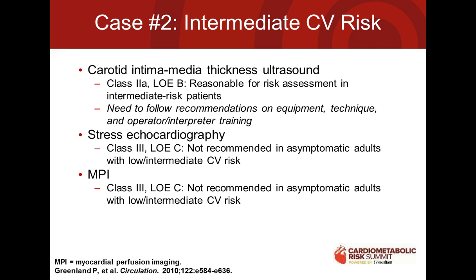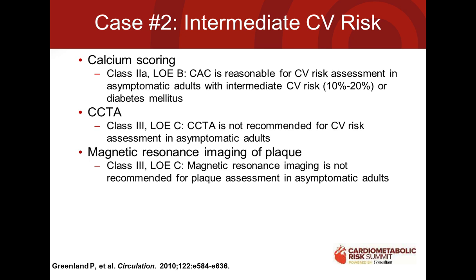So I'm going to give you a few slides here that summarize the guidelines on this. But again, we've got a lot of class 3 recommendations here. So stress nuclear is not recommended in asymptomatic adults that are lower intermediate risk. Stress echo is not recommended. Carotid intima-media thickness had a 2A in this set of guidelines, but that actually was before this other meta-analysis I showed you came out. So I think it's probably not going to stand up the next time it comes around.